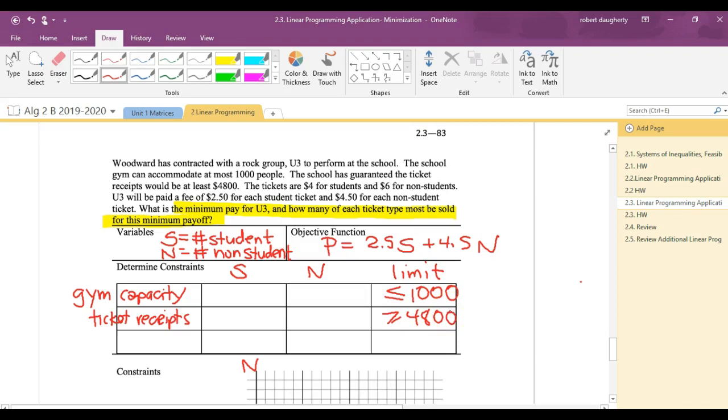So how do I handle this constraint? The capacity is 1,000. It's S and N, right? The number of students and the number of non-students are going to have to be less than or equal to 1,000. And then the 4,800, how do I handle this one? Yeah, so it tells me $4 for every student ticket, and $6 for every non-student, and that has to come up to be 4,800 or more. So now I'm ready to start graphing.